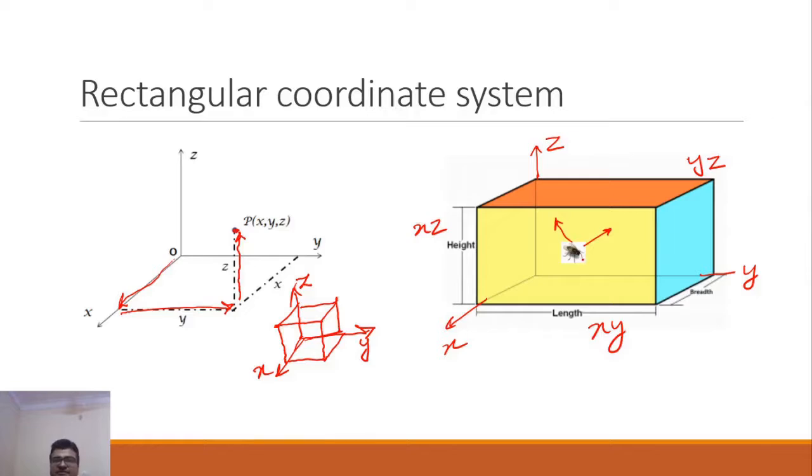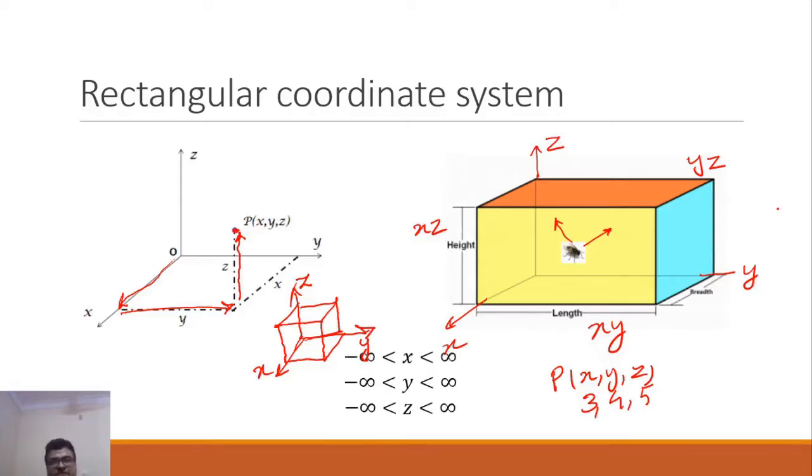The way is simple. The way is like this: P(x, y, z) that we are seeing on the left side. See, at any point of time, for example, this fly moves 3 meters towards the x-axis, 4 meters towards the y-axis, and 5 meters towards the z-axis. So we have three different dimensions, and we can follow one dimension at a time and reach the location of this fly. That is how rectangular coordinates work.